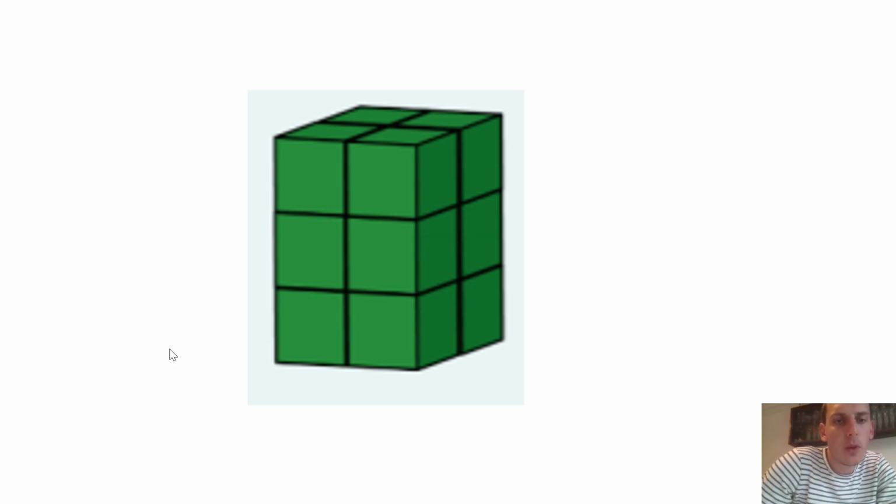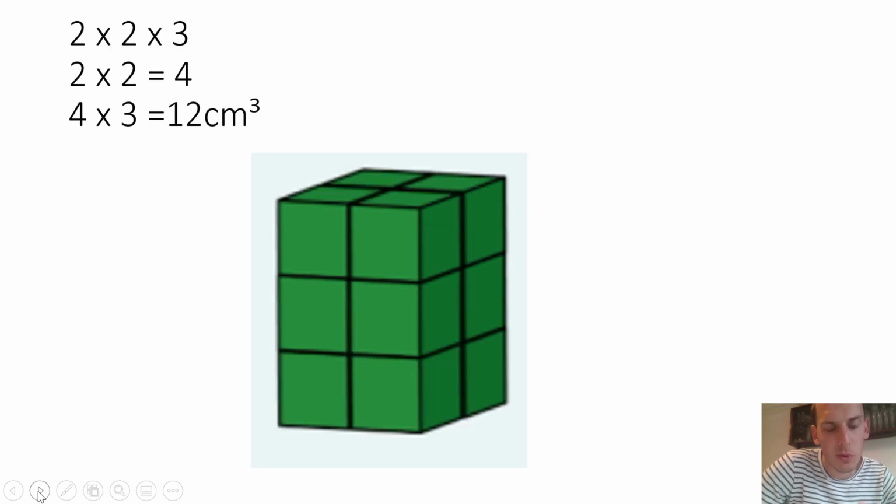Excellent, welcome back. So what is the volume of this cuboid? There's two ways you can do this. Again, you could have just counted it up. So 1, 2, 3, 4, 5, 6, 7, 8, 9, 10, 11, 12 centimeters cubed. Or you could have done what I did before, which was the width times length times height. So the width would be 2, the length would be 2, so 2 times 2 is 4, and then the height is 3, so you do 4 times 3, which equals 12 centimeters cubed. Remember the centimeters cubed, okay?